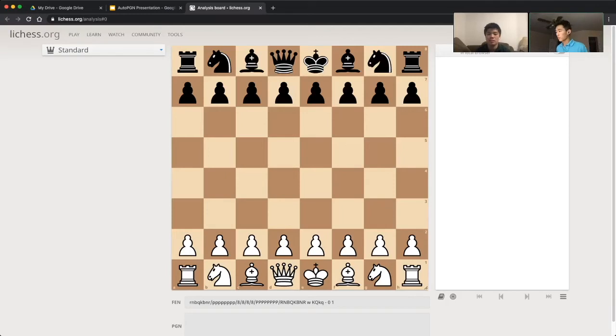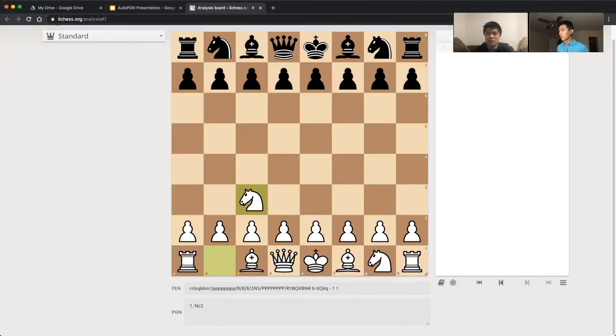If I move the knight, the white knight, let's say here, you can see the white knight moved from B1 to C3, and then down in the bottom it says 1. Nc3. So it uses standard algebraic notation, or SAN notation, at the start of every PGN move. So here, capital N, meaning white knight, and then also the square that it moved to, C3.